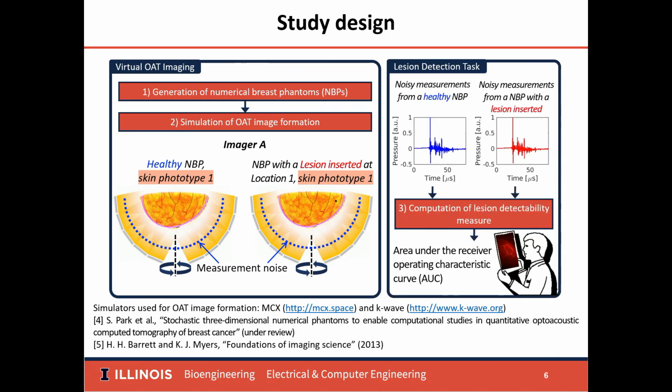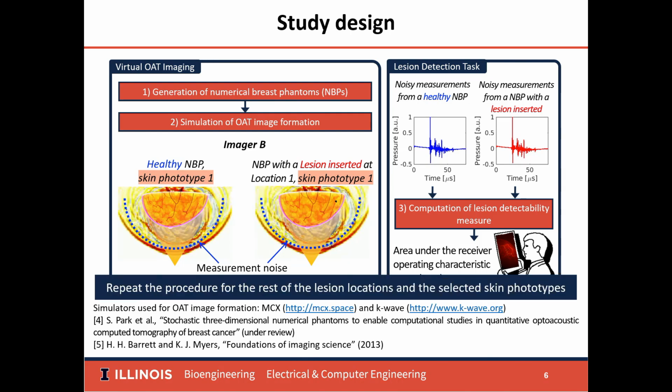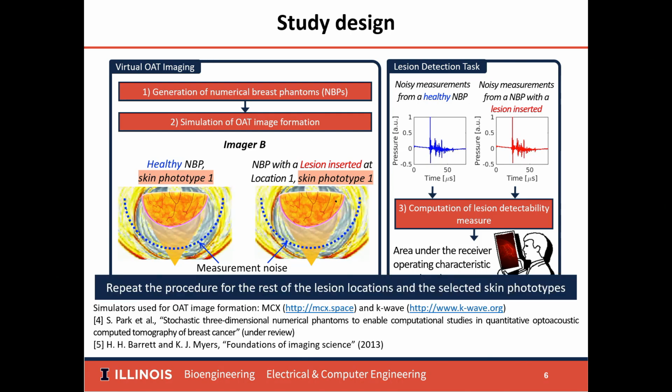Then, according to signal detection theory, we calculated a lesion detectability measure from the simulated acoustic measurements. Specifically, this measure was the area under the receiver operating characteristic curve, AUC. We conducted the entire procedure for 2 imagers, 6 lesion locations, and 5 skin colors.